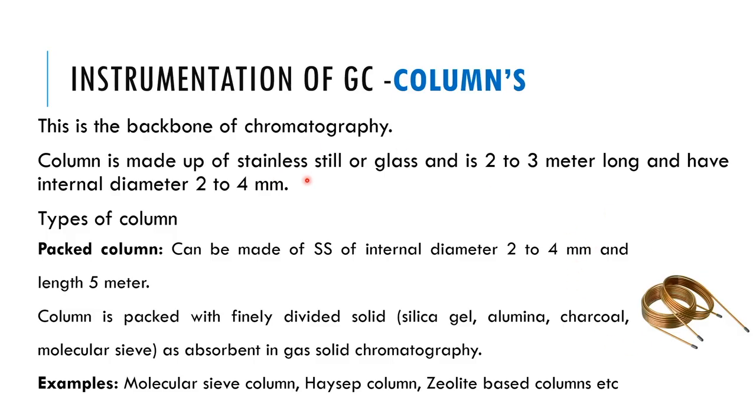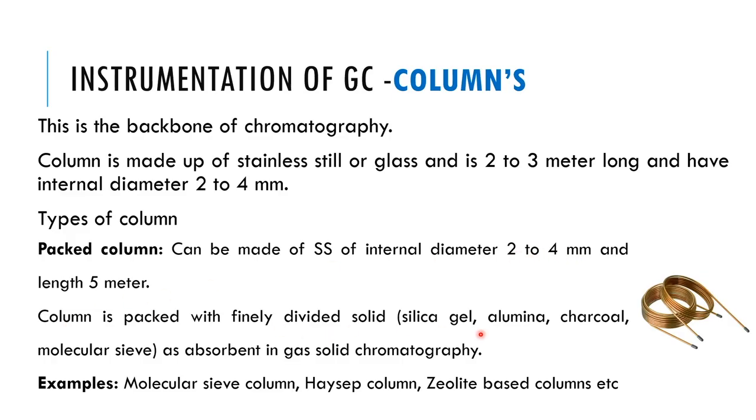There are two types of column. One is a stainless steel column or a glass column. If it is a stainless steel column, it will be 2 to 3 meters long, or a maximum of up to 5 meters, and the diameter could be 2 to 4 mm.